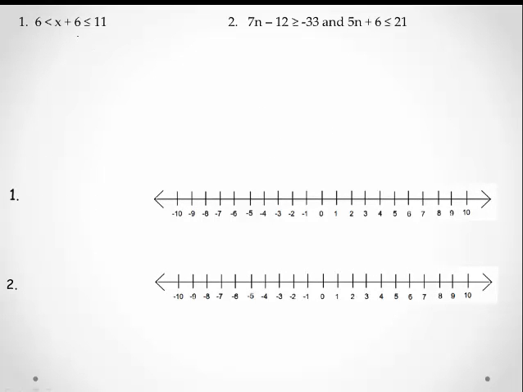Okay, here are my number lines. This is a combined, so I'm going to subtract 6 in 3 places, and I get 0 is less than x is less than or equal to 5. I have a closed circle on 5. I have an open circle on 0. X lives in between, so I shade in between.